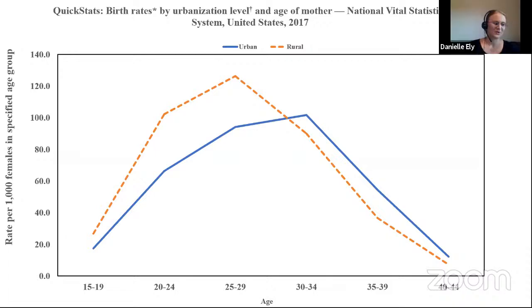So in 2017, women in rural counties under age 30 had higher birth rates than women in urban counties. And women in rural counties age 30 and over had lower birth rates than their urban peers. In 2017, the highest birth rates in rural counties were to women aged 25 to 29, who had 126.4 births per 1,000 women, whereas in urban counties, the highest birth rates were to women aged 30 to 34, where the birth rate was 101.7 births per 1,000 women.